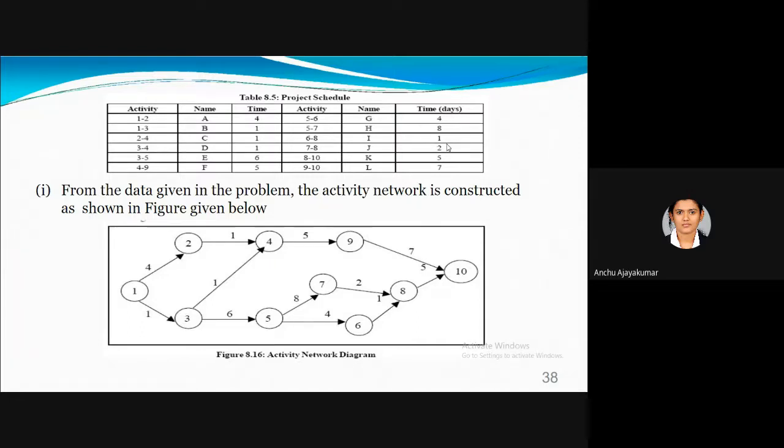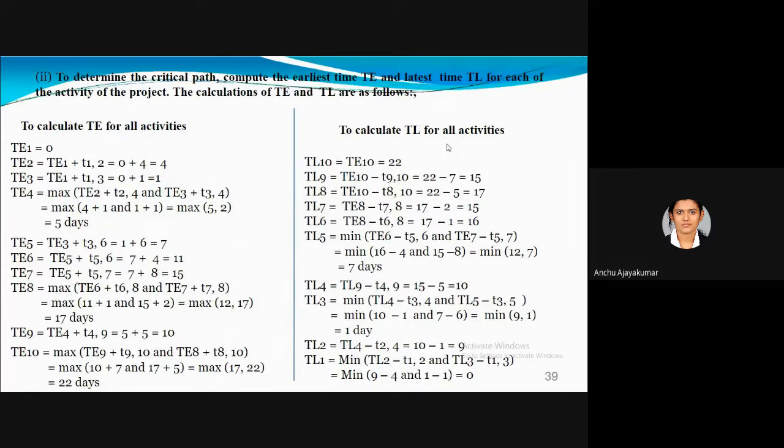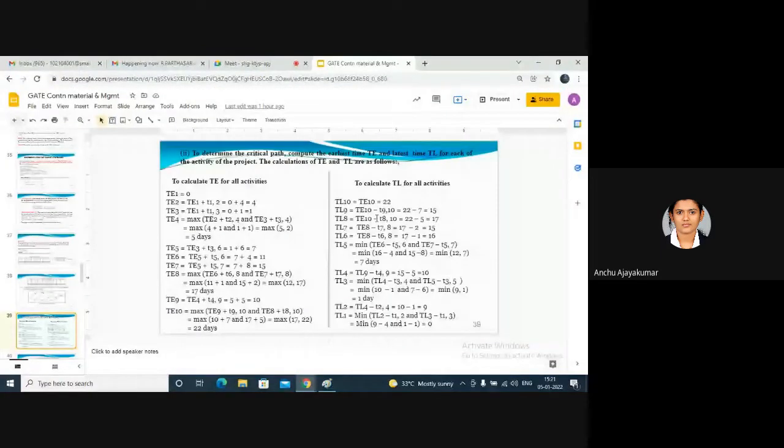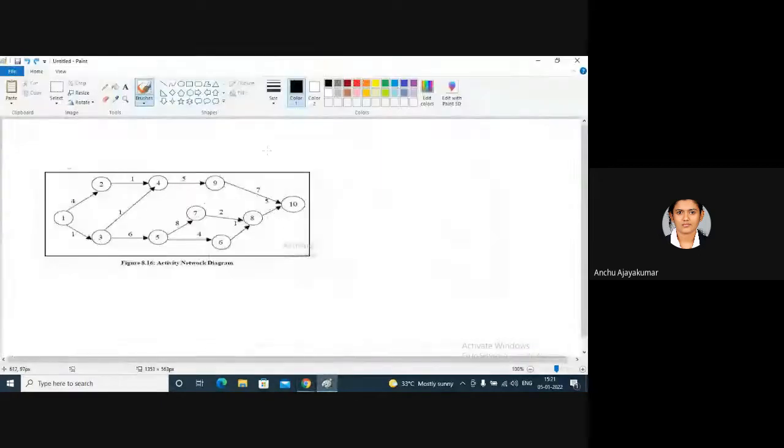So this is the calculation. You do not need to look at this; I will show you how to calculate it. We have the duration of all the activities over here. I am starting with 0. What is the duration from 1 to 2? It is 4, so 0 plus 4 comes to 4. From 1 to 3, it is 0 plus 1, which is 1.